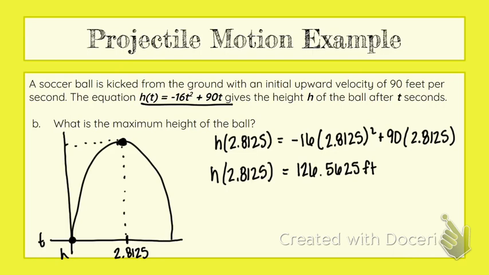Okay, so we just found that the ball goes at its max height 126.5625 feet in the air. So if you remember our regular plain old parabolas, we just found the axis of symmetry and we found the y value of the vertex. And so that allows us to know at what time the ball hit its maximum height and what height that was.